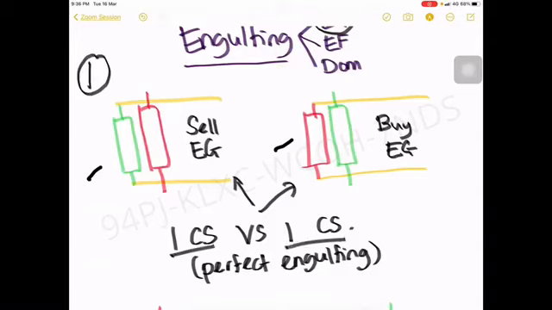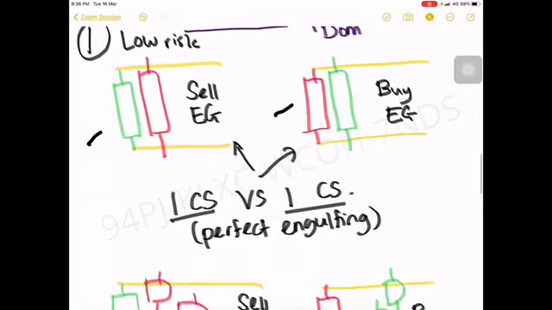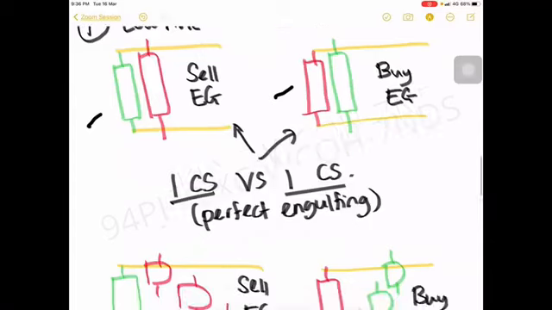Okay, so now look at this. Can you tell me, is this a high risk or a low risk area? Low risk. Yes, this is low risk, because the shadow here and the whole body has been consumed. Look.